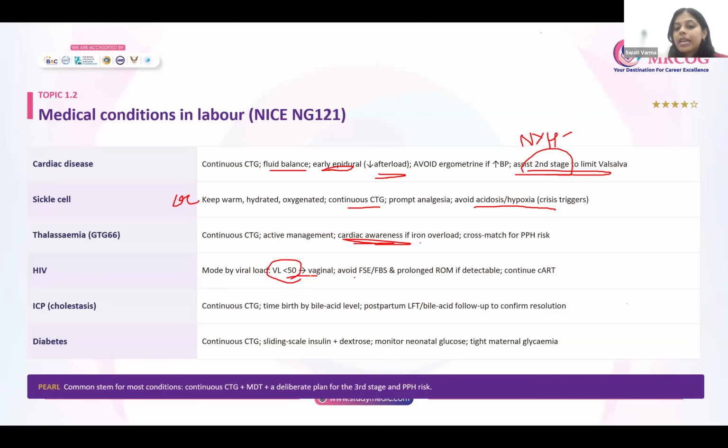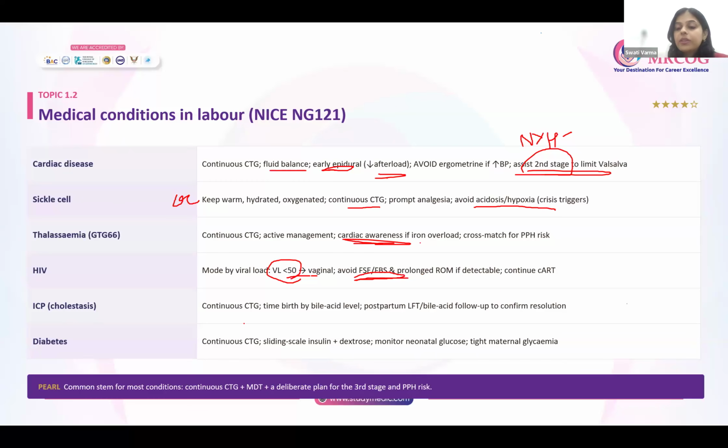then especially avoid invasive procedures like fetal scalp electrode, fetal blood sampling, and also prolonged rupture of membranes, especially if detectable viral load is there. And at any cost, keep on continuing ART.